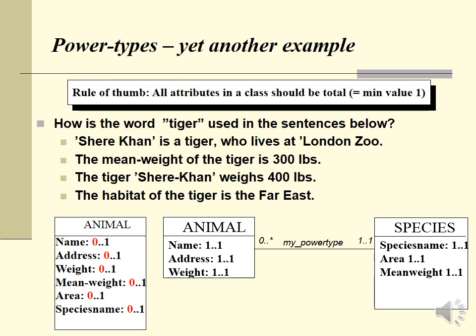And then these individual animals are related to exactly one species. Minimum one, maximum one species. And the species has a species name. The species lives in some type of area, could be the forest. And the species has a mean weight. It seems that the tiger species mean weight is 300 pounds, even if there, of course, are both bigger and smaller individual tigers.